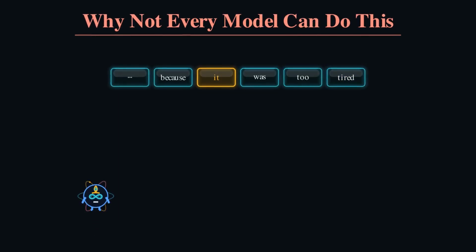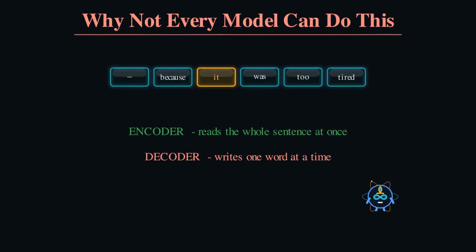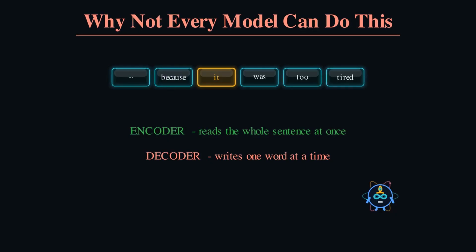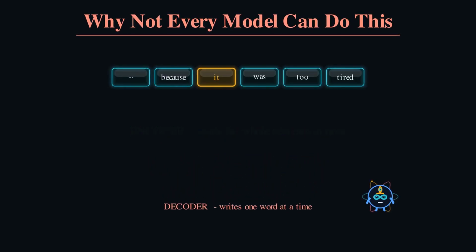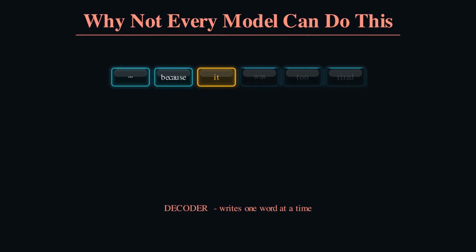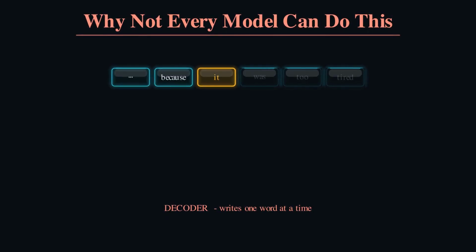One thing should be bothering you. The word tired comes after the word it. So how did the model use a word it had not reached yet? Because there are two kinds of model. This one reads the whole sentence at once, in both directions. That is an encoder. A GPT is a decoder, it writes left to right. So when a decoder reads the word it, the last two words have not been written yet. They do not exist, which gives us something we can actually test.